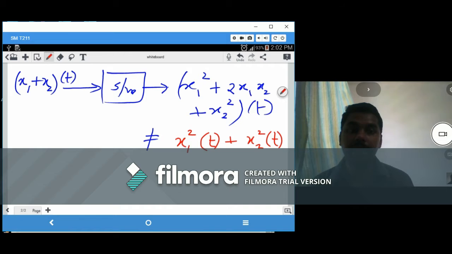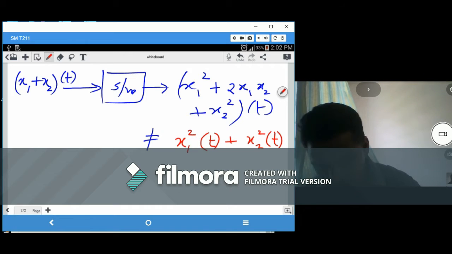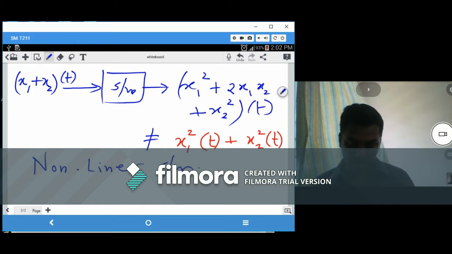So this is a negative example, a system that is non-linear. This is a non-linear system.